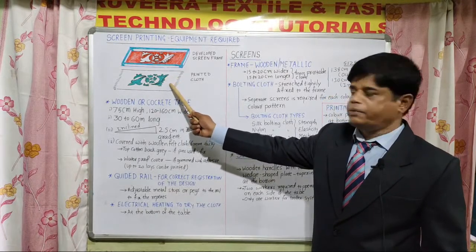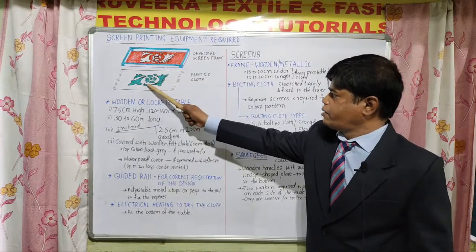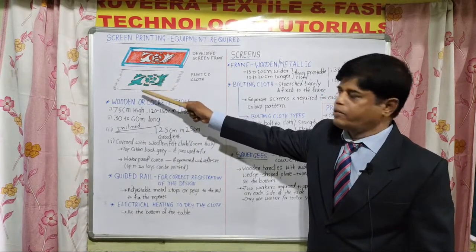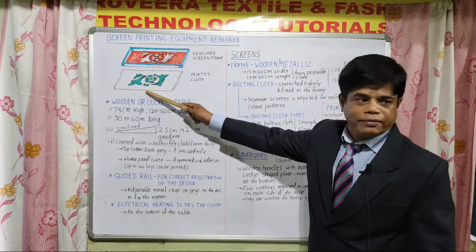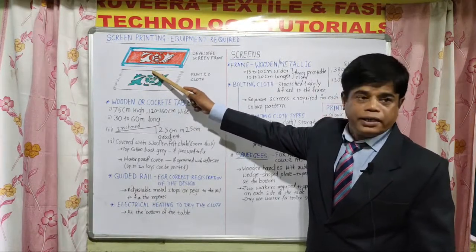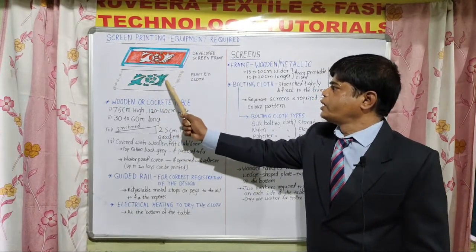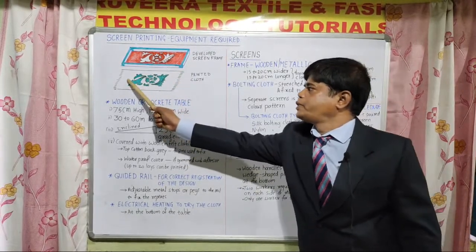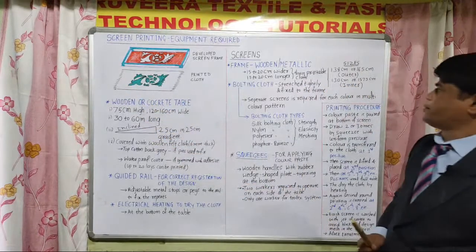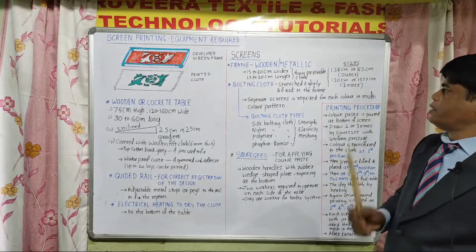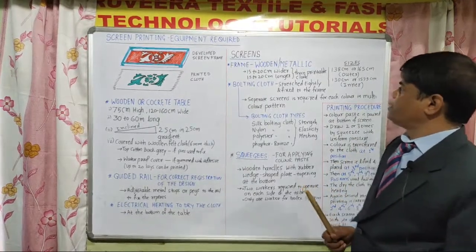15 to 20 centimeters is left, and from here to here, widthwise, on both sides, left and right, top and bottom, 15 to 20 centimeters is left. Lengthwise also, 15 to 20 centimeters is left on each side. This is the area. See, what is this? That's the printable cloth.